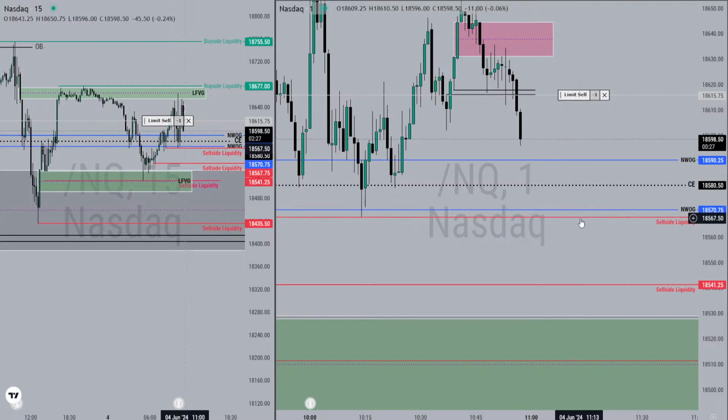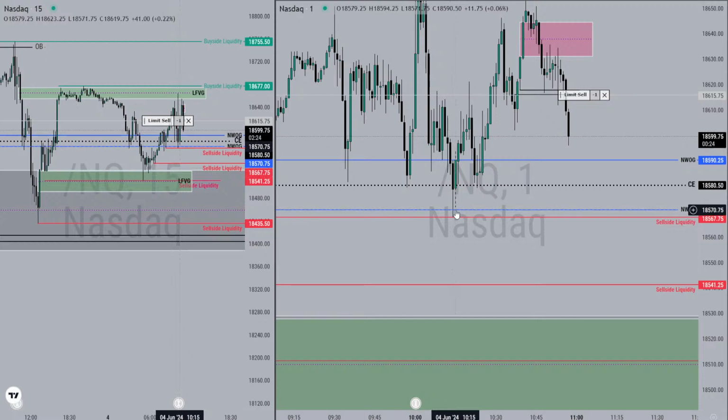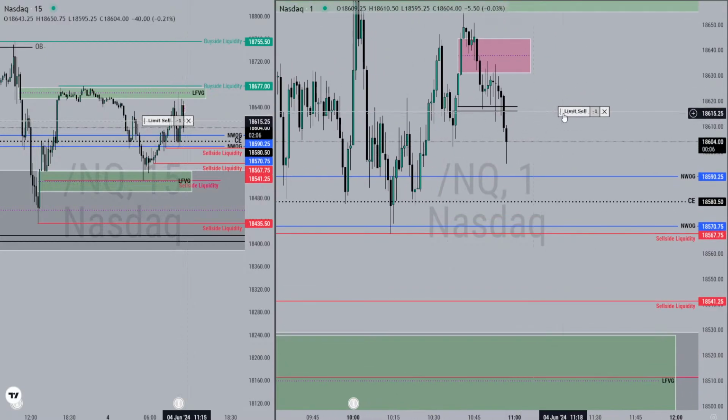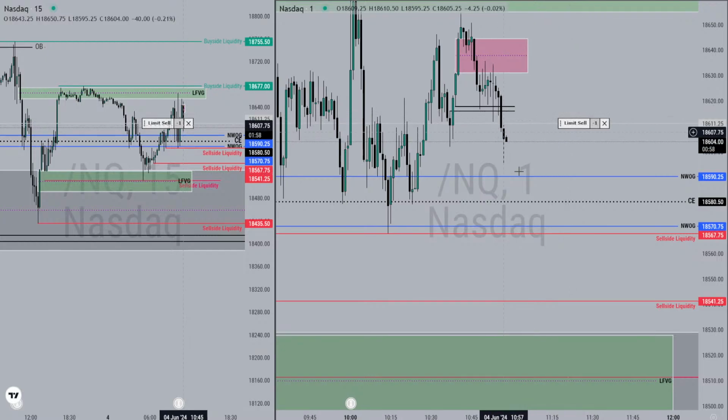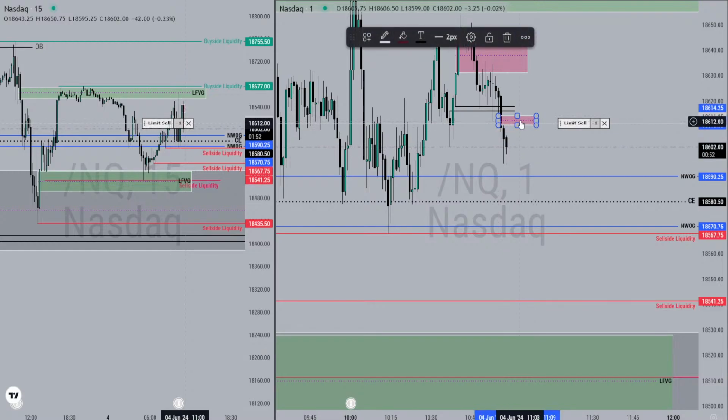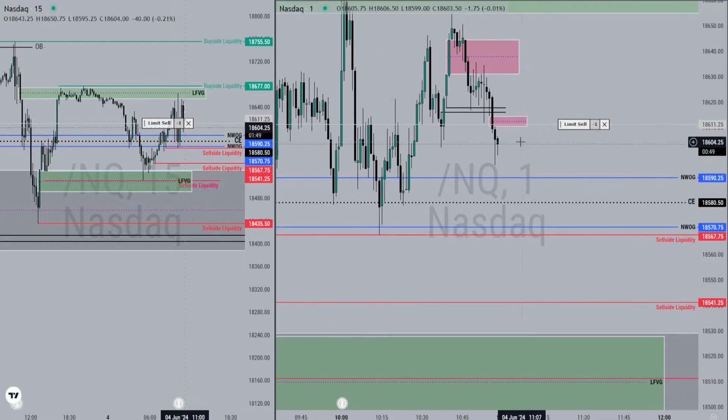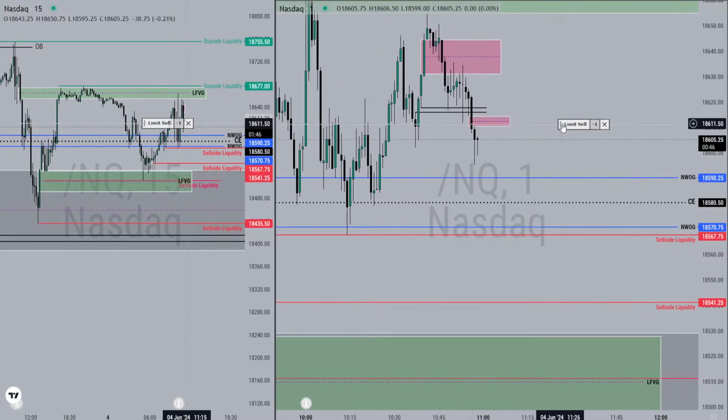This sell side liquidity will be my target. Remember what I said? This low, the new week opening gap low, has been traded by wick. I'm not convinced yet. I would love to see the market trade this low by body. That's all I want to see. Let's see if it can reach that fair value gap or not. If it can reach that fair value gap, I'll be in the market. If it fails to reach that fair value gap, I am not interested in anything.